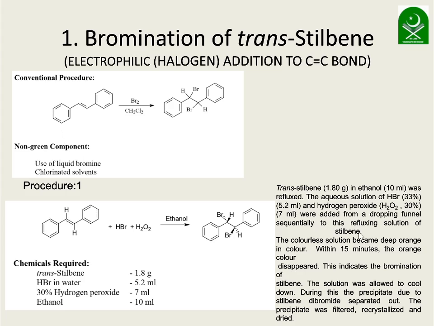To this refluxing solution of Stilbene, the colorless solution became a deep orange in color. Within 15 minutes, the orange color disappeared. This indicates the bromination of trans-Stilbene. The solution was allowed to cool down. During this, the precipitate of Stilbene dibromide separated out. The precipitate was filtered, recrystallized, and dried.